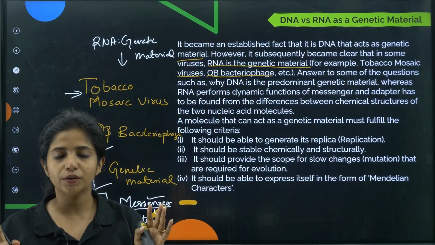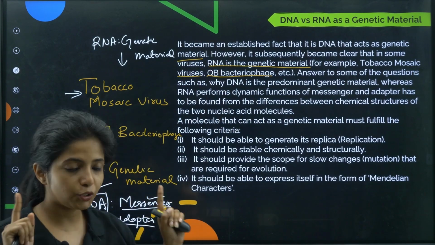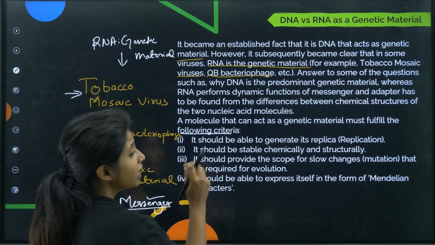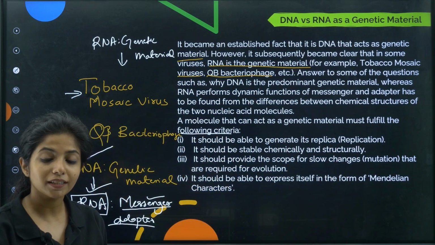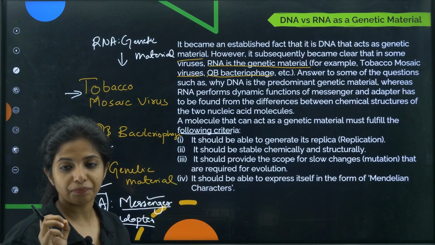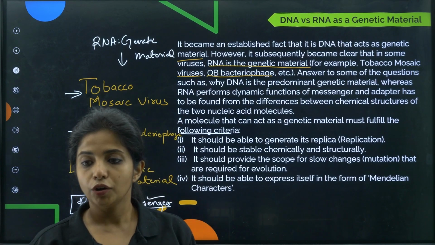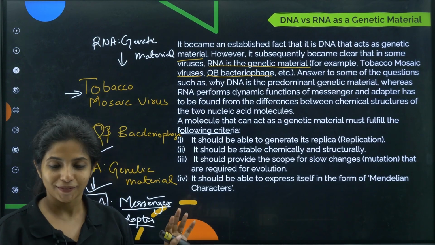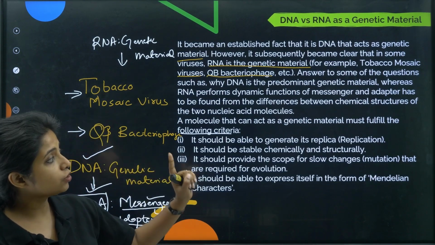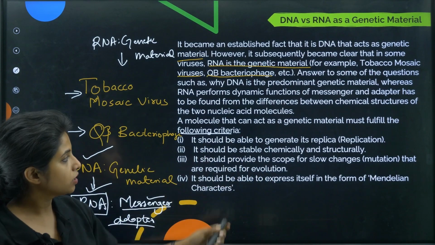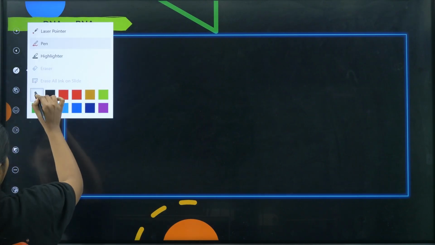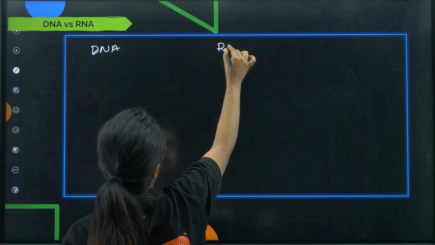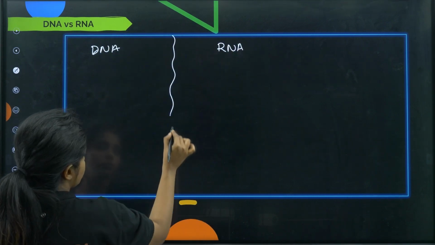Now something that is very important which has come in the previous year questions. Listen to me carefully. A molecule that can act as genetic material must fulfill the following criteria, and it's a direct question. What are the characteristics needed to be a genetic material? This has come directly like that. I can show you a question as well. First point, it should be able to generate its replica. So over here, if I talk about DNA, and on that side if I talk about RNA, and if you talk about replication, what do you mean by replication?